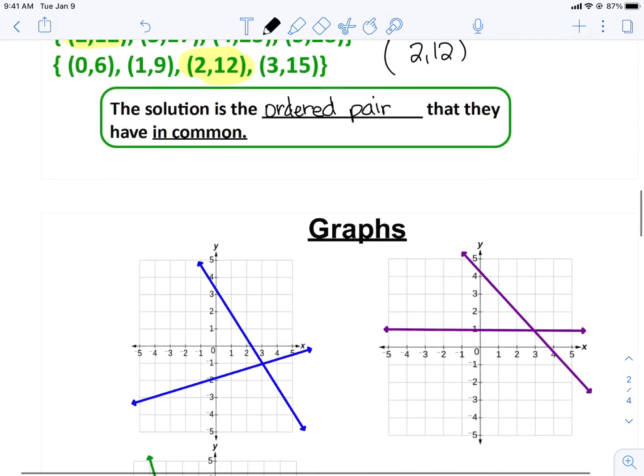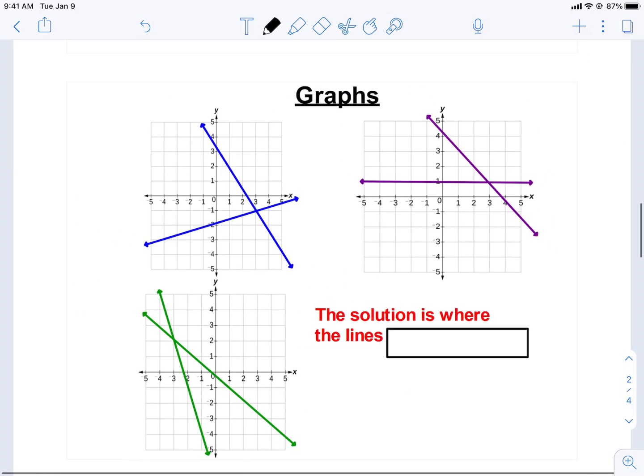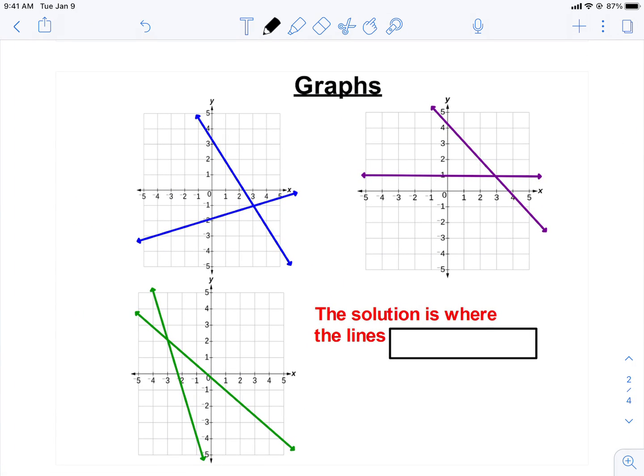Now we have graphs. Remember when we're doing graphs, we're looking for the point of intersection. Where do the two lines cross or intersect? Looking here on the blue graph, they intersect right here, and I just have to be able to label the point. Remember, x's go first, y's go second. So I go over positive 3, down 1. So the solution was (3, -1).